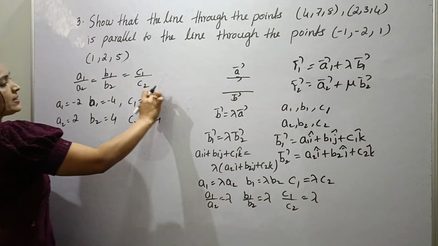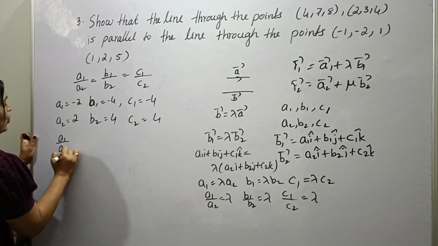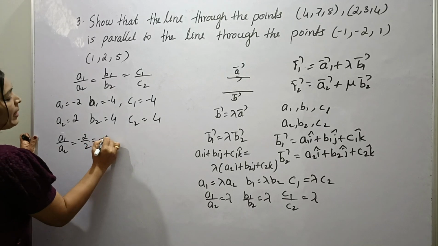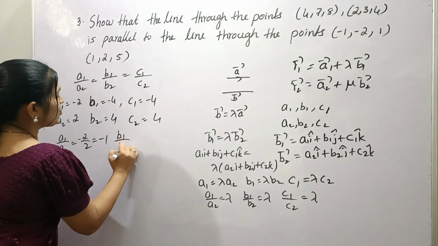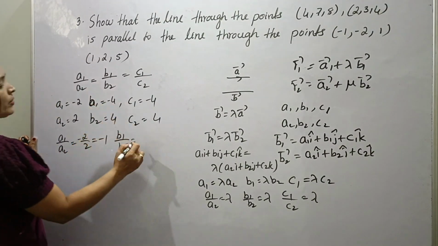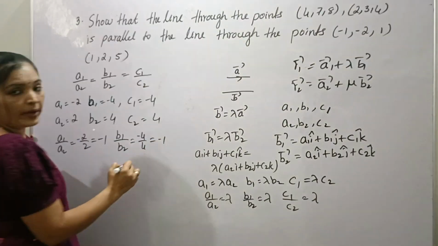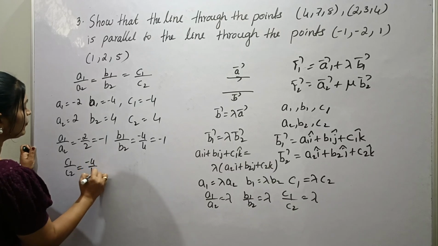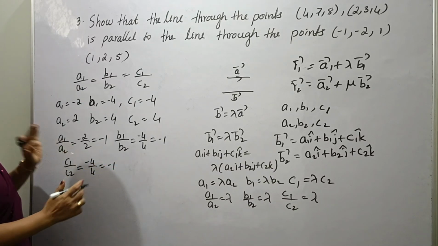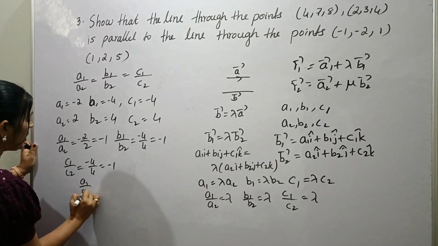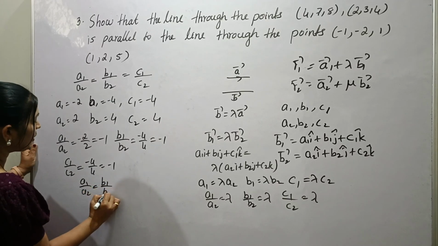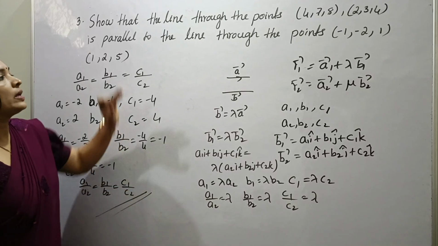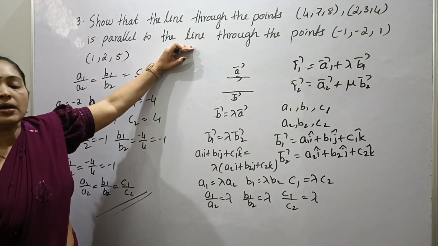Now, let's find this. What is a1 by a2? Minus 2 by 2, that is minus 1. b1 by b2 is equal to minus 4 divided by 4, that is also minus 1. And c1 by c2 is equal to minus 4 divided by 4, that is also minus 1. So here we have got a1 by a2 is equal to b1 by b2 is equal to c1 by c2. Therefore, the given two lines are parallel.